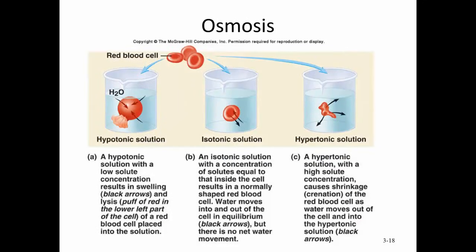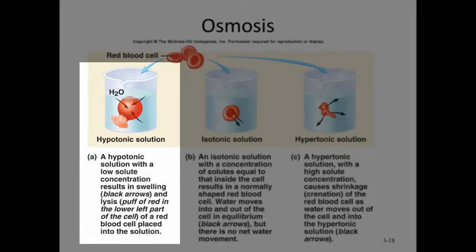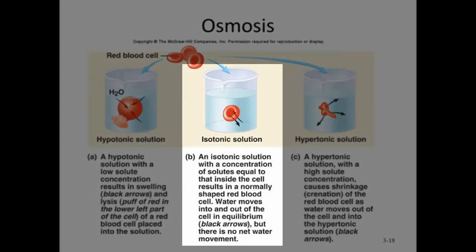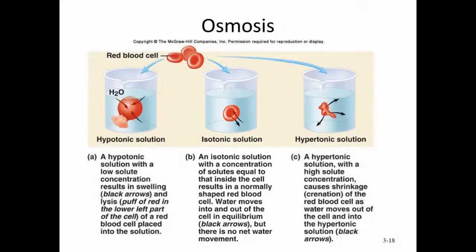And again, just to recap on hypotonic solutions, isotonic solutions, and hypertonic solutions. Hypotonic solution with a low solute concentration results in swelling and lysis of a red blood cell if it's placed into that solution. So you can see that cell rupturing. In B, an isotonic solution with a concentration of solutes equal to that inside the cell results in a normally shaped red blood cell. Water moves into and out of the cell in equilibrium, but there's no net water movement.